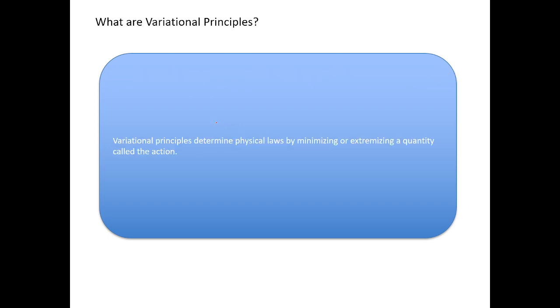What is the variational principle? The variational principle determines physical laws by minimizing or extremizing, meaning optimizing, a quantity called action. So we get physical laws from here in the form of Euler-Lagrange equations. We optimize the action, and from that optimal value of action we obtain the Euler-Lagrange equation. We will see some examples over here.